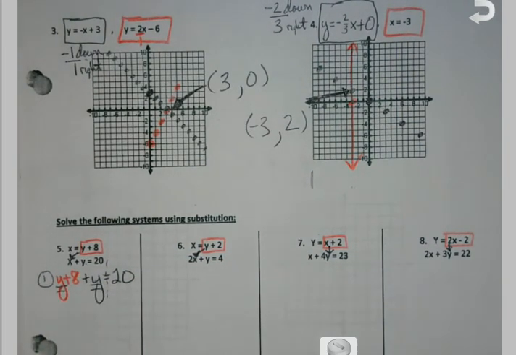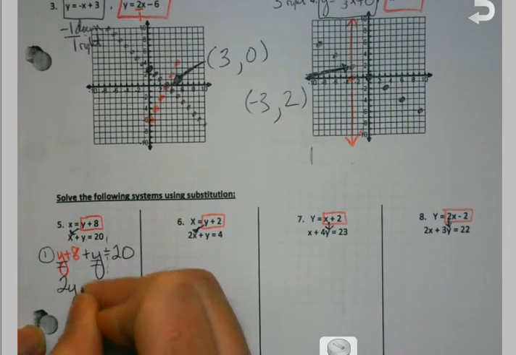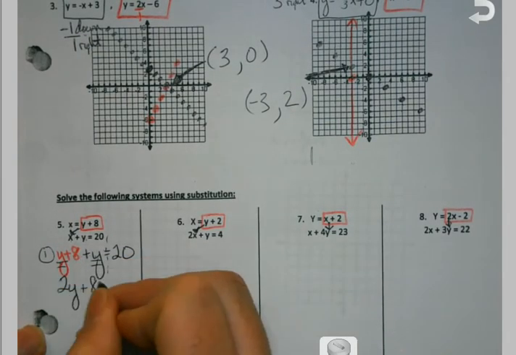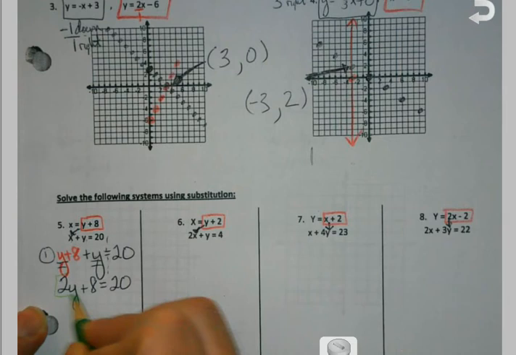I'm not going to do an opposite. I'm not going to do a minus y here because they're on the same side. So y and y is 2y. And I still have the plus 8 over there. And now it's more like what we're used to doing with an equation.